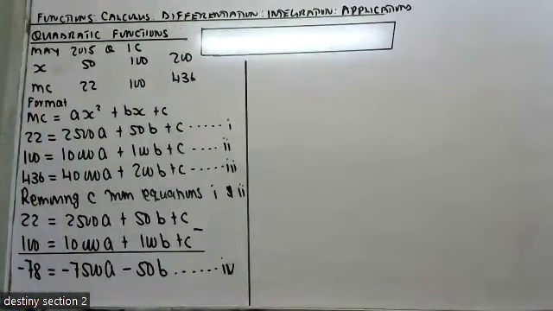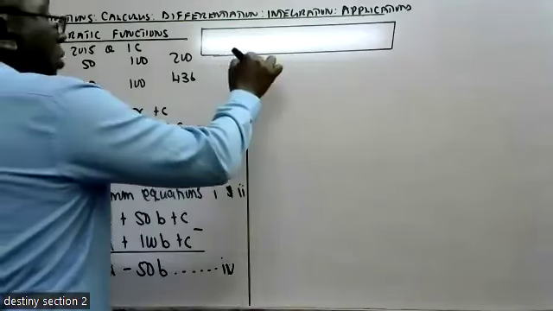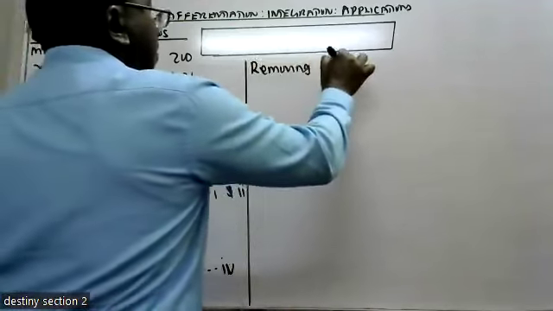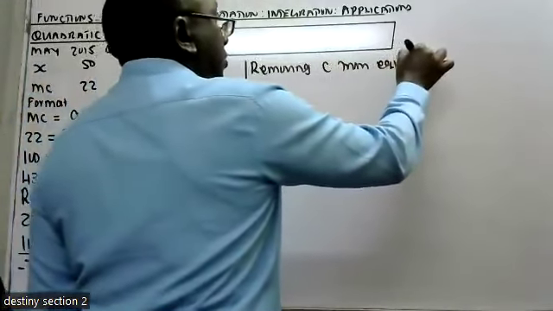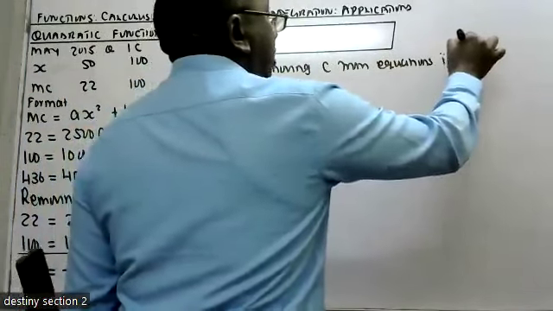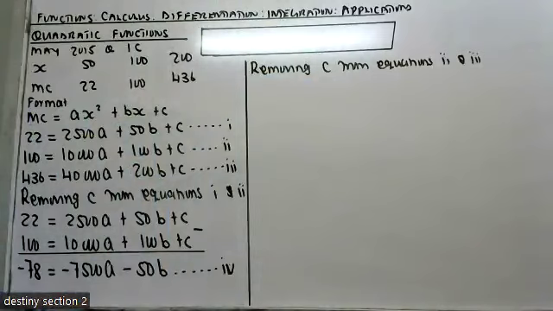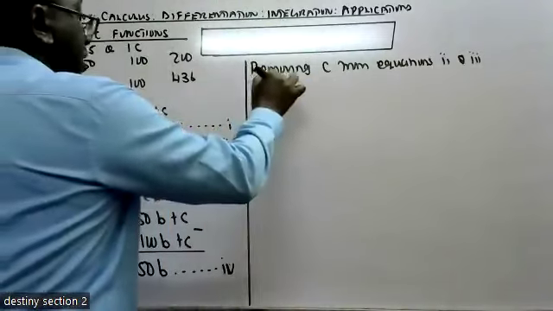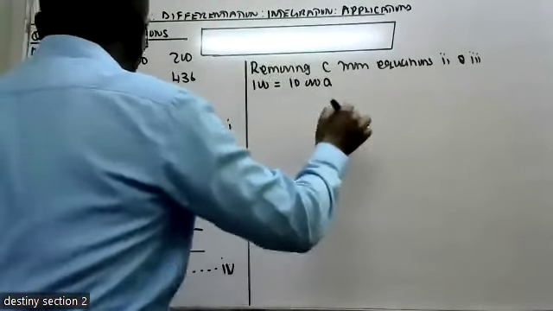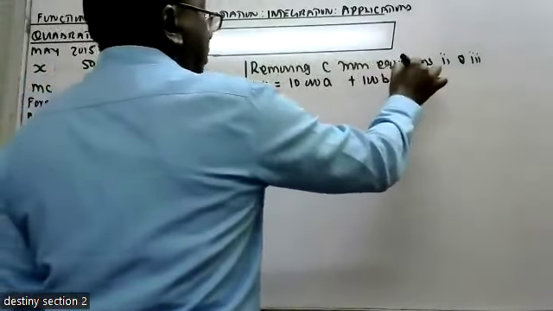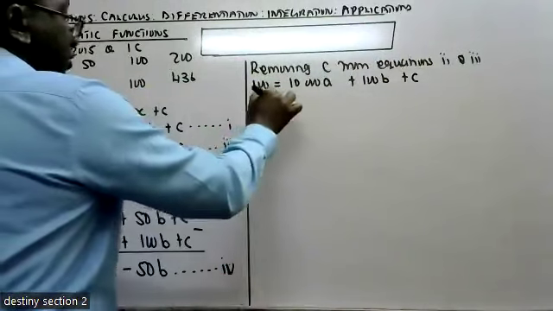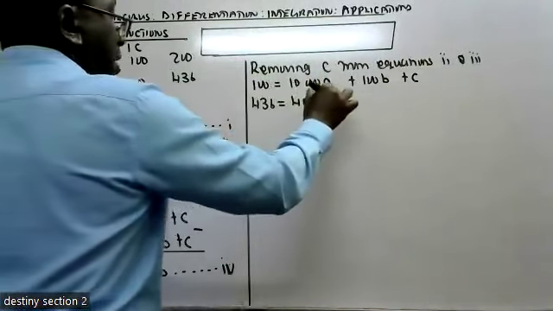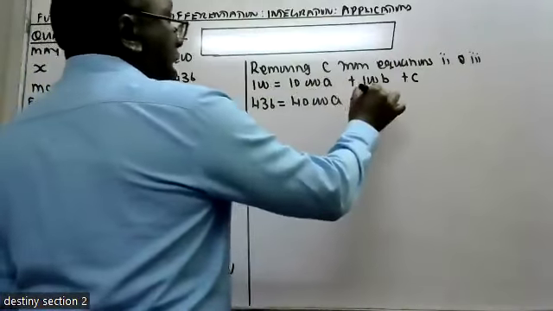Question number four. So from there, to remove C, we have removing C from equations 2 and 3. From equations 2 and 3, we have 100 equal to 10,000A plus 100B plus C. For that, 6 is equal to 40,000A plus 200B plus C.